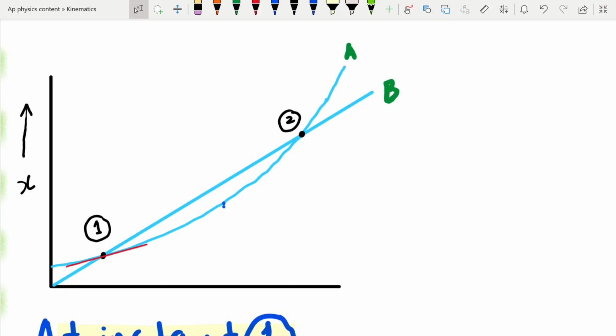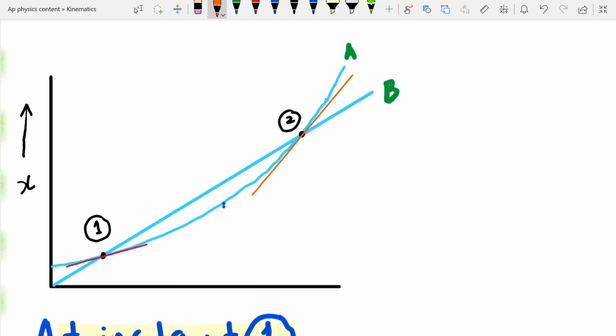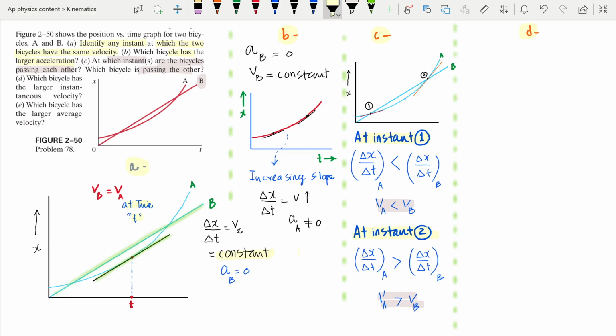So now let us see at the instant 2. If I draw the tangent at the point on the curved graph, you see that now this tangent line is more steep than this for the bicycle B. So at instant 2, the slope of the tangent line for the car A is obviously more, because it's a curved graph, so velocity is continuously increasing, and that's why it will pass the bicycle B. Now the next question is, which bicycle has the larger instantaneous velocity?